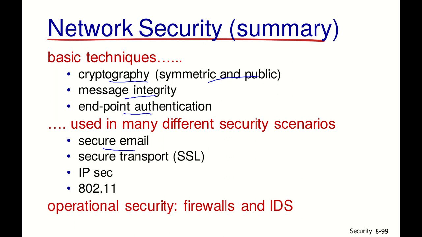Then SSL, which uses a combination of public key cryptography and symmetric cryptography. IPsec at the network layer, and at the link layer we reviewed some techniques used in Wi-Fi, or IEEE 802.11. And finally, we talked about operational security, in particular firewalls and IDS. So I think that's it for this chapter, network security.